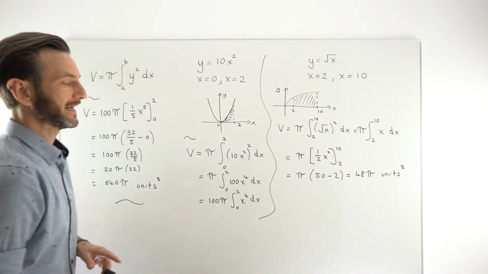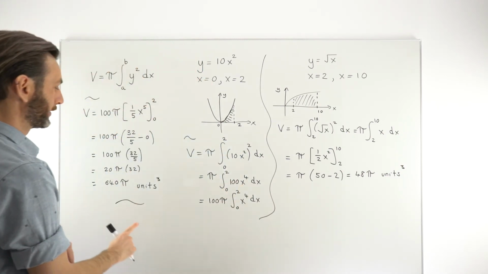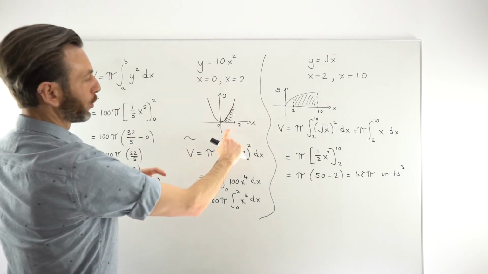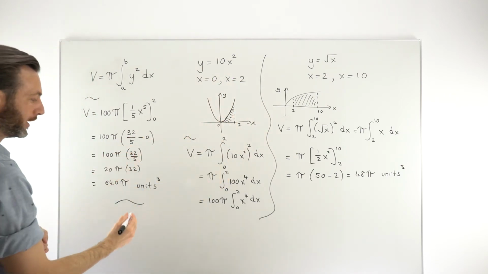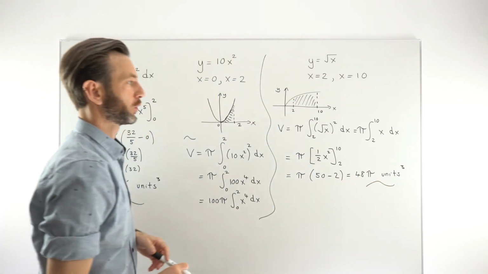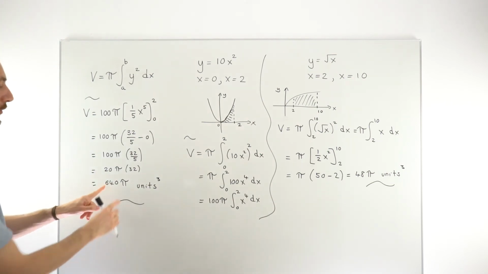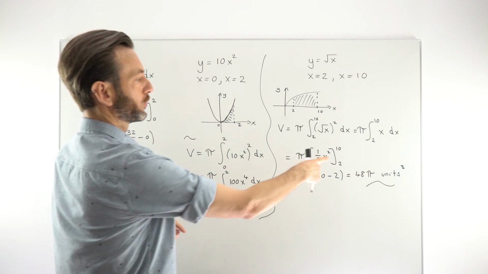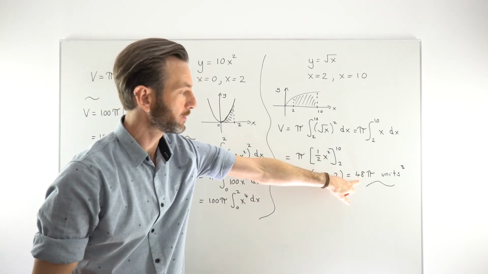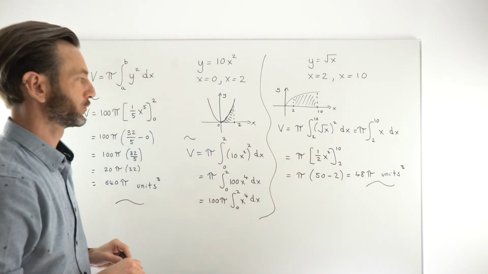Usually with finding areas or volumes with integration, we don't actually know the units. There's no units in the question because there's no units associated with a function or with the x and y axis in general. So we just write units cubed generally, or units squared if it's an area question. So that one, 48 pi, this one, 640 pi. So this looks to be a much larger area or volume than this one. Again, if you needed a decimal version, you would just stick this in the calculator and get your decimal version of that answer.